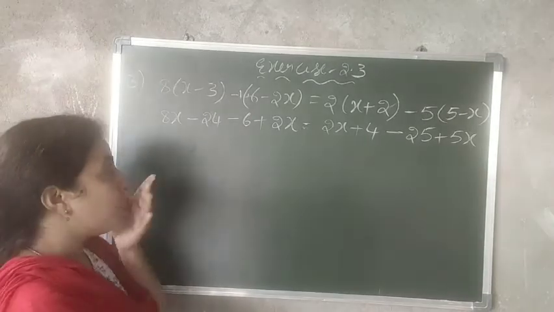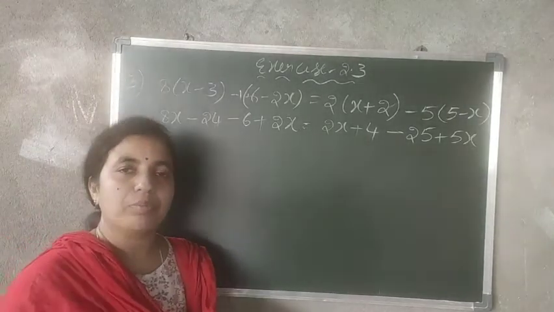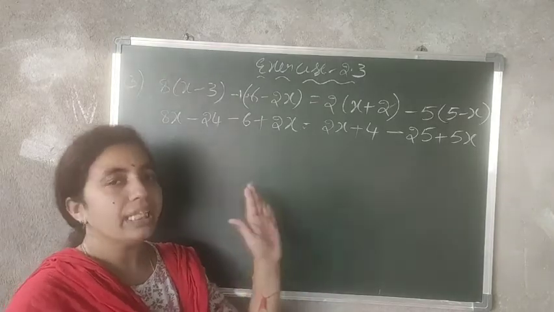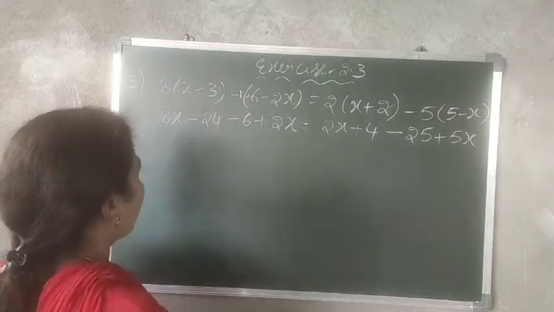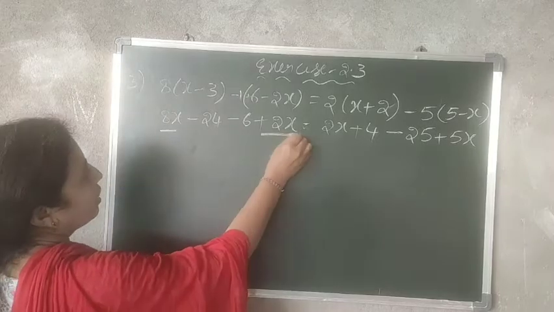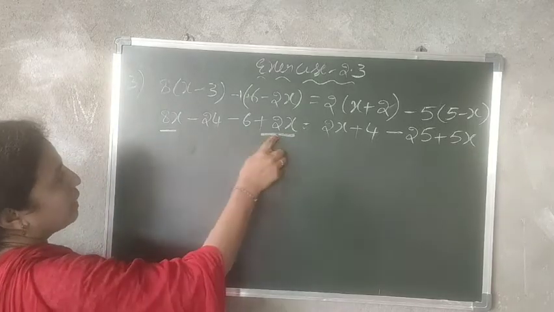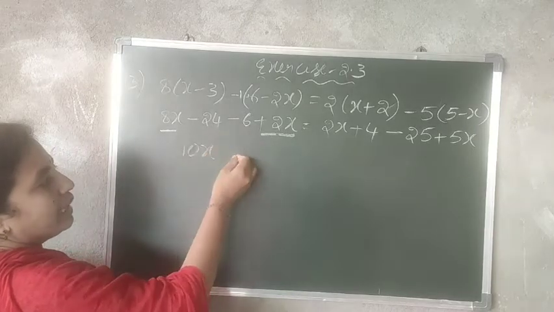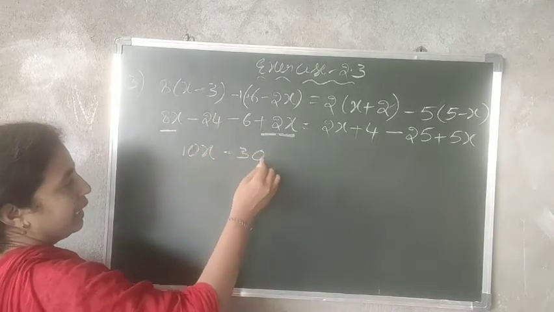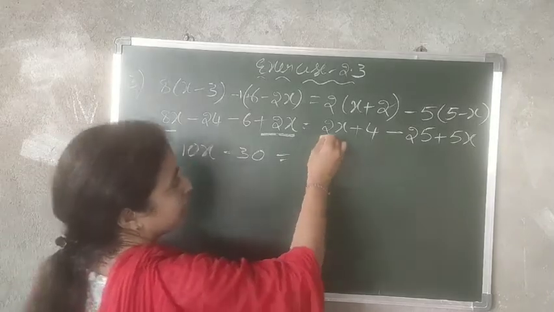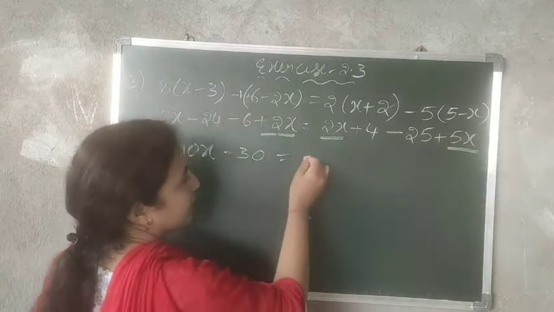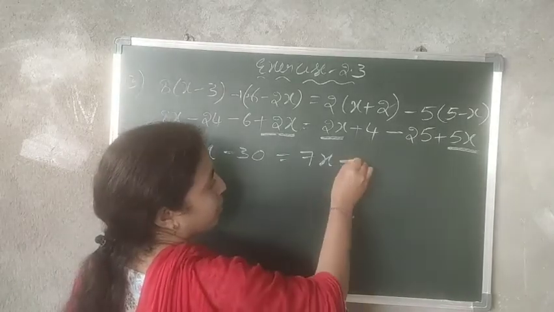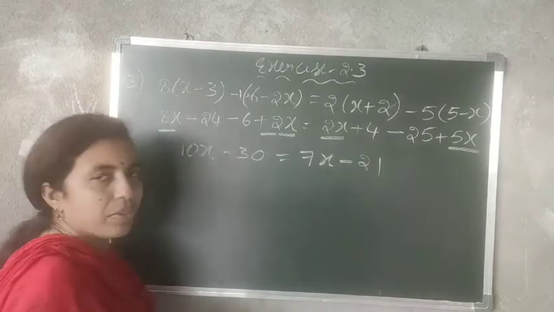Okay. Now, same like the previous problem, what you have to do? Go for like terms. LHS separately, RHS separately. Now here what are the like terms? 8x and plus 2x. 8x plus 2x is 10x. Minus 24 minus 6 is nothing but minus 30. That is equal. Here like terms: 2x plus 5x, nothing but 7x. Plus 4 minus 25, minus 21.